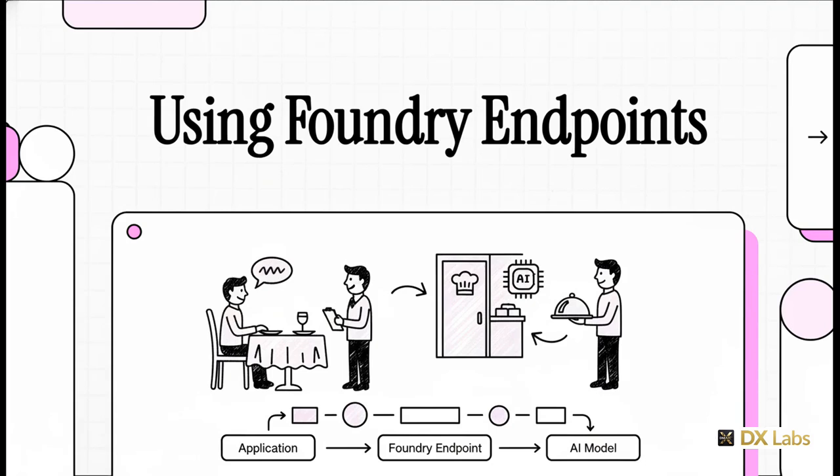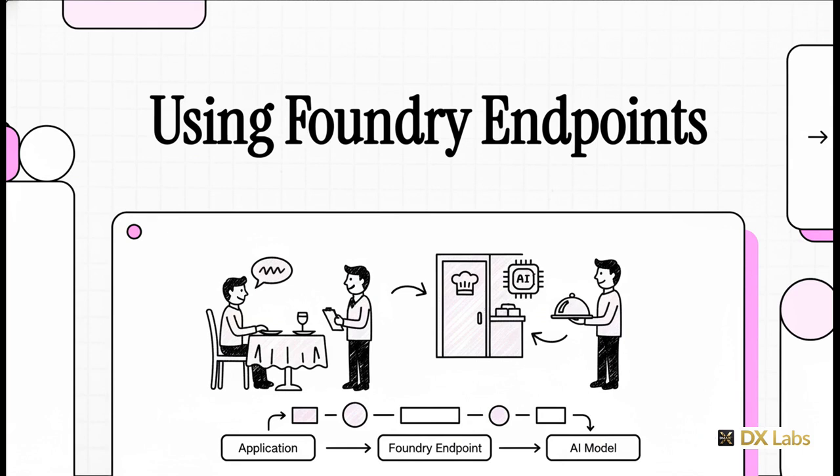Okay, picture this. You're sitting at a nice restaurant ready to order. You don't just march right into the kitchen and start shouting at the chef, right? No, you talk to a waiter. The waiter takes your request, hands it to the kitchen, and then brings your food right back to your table. Well, when you're building custom AI applications, it works exactly the same way.